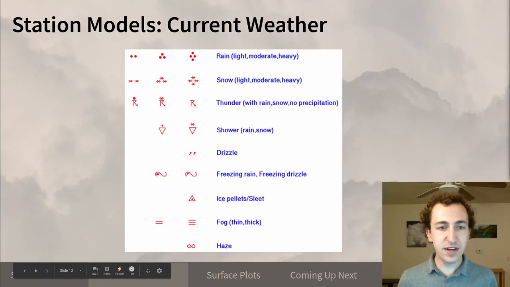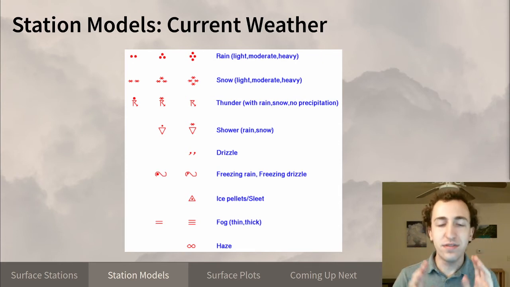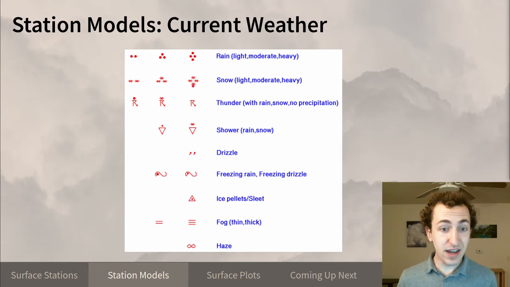So getting into some of those details. Current weather. This is something that, unless you're a meteorologist and looking at these kinds of things all the time, you do not have to memorize what all these things are, because you'll be able to have these at quick reference. But the idea is that for rain and snow, you get more of these little dots or more of the little icons as it gets more intense.